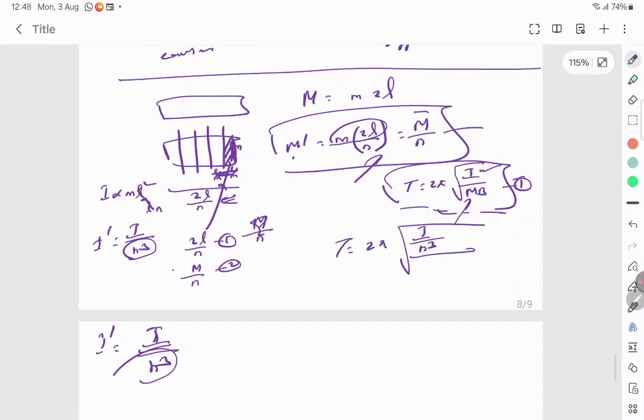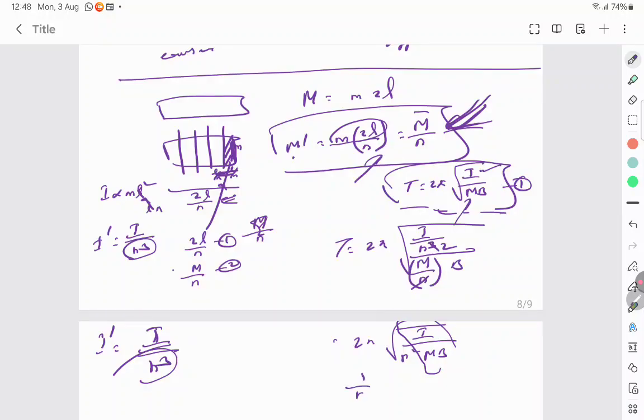Capital M, we calculate with capital M, which is capital M by N. So we have capital M by N, into magnetic field remains the same, N and N square. Correct? It's 2 pi into root of I by N square MB. Root of I by MB, 2 pi is the original time period. So it's 1 by N times the original. The new time period is original time period divided by N.